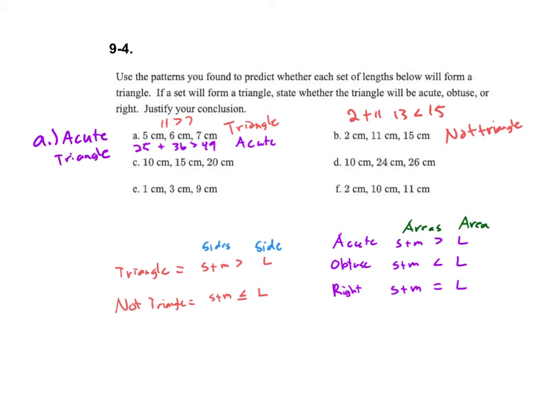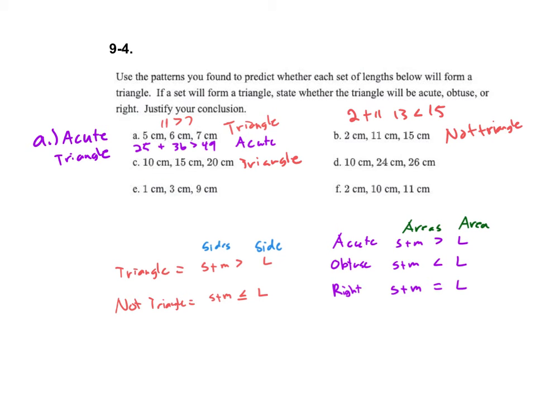So let's take a look at part C here. We'll do a couple more, then I'll let you do the last few on your own. So 10 plus 15, that's 25. That's bigger. So we know that this has to be a triangle. And now we're just going to decide what type of triangle it is.